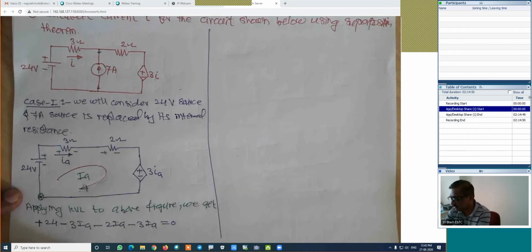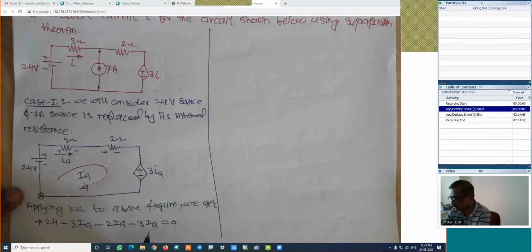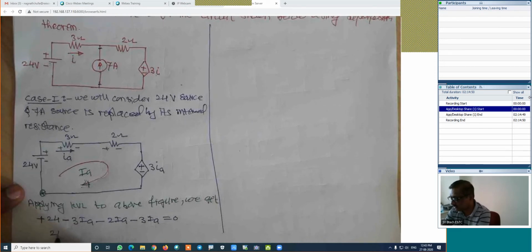Simplify this equation. If I am shifting all the IAs to the next side, in that case equation will be this 24 is equal to 3 and 3, 6 plus 2, that is 8 IA. Therefore, IA is equal to how much?